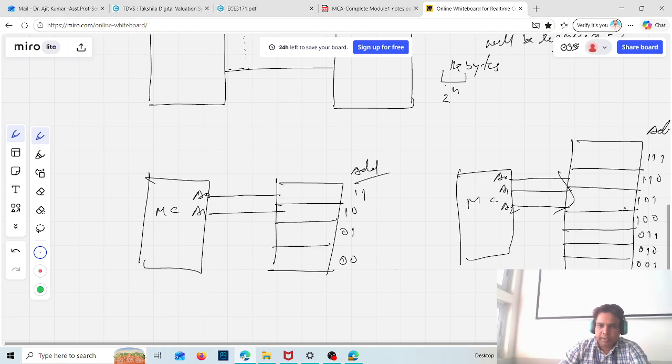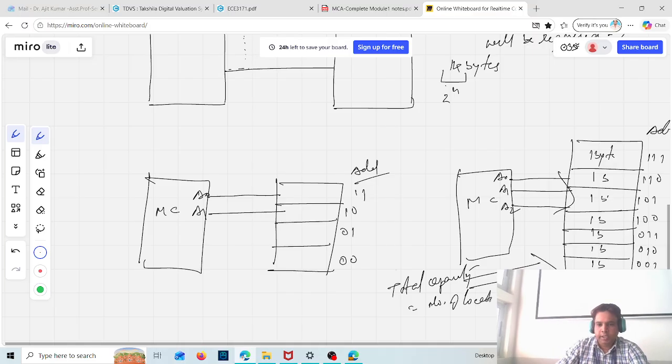Now my point is, suppose 1 byte of data will be stored here, 1 byte here, 1 byte here, and so on. So the total memory chip capacity is the number of locations into the number of bytes. The number of bytes is always 1 byte in each location. So I'll say 1 byte. The number of locations is 8, so it is 8 bytes. This is the memory chip capacity.